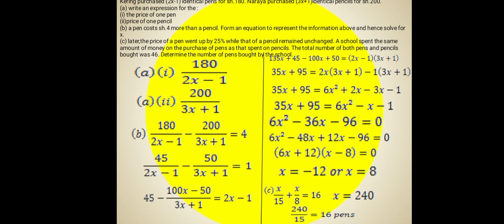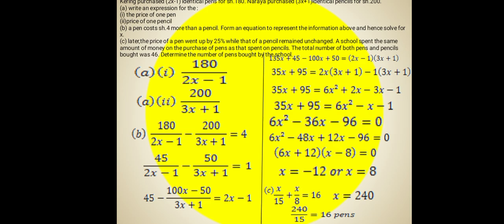Kering purchased 2x minus 1 identical pens for 180 shillings. Naraya purchased 3x plus 1 identical pencils for 200 shillings. Write the expression for 1, the price of 1 pen, 2, the price of 1 pencil. Now the price of 1 pen will be 180 all over 2x minus 1. The price of 1 pencil will be 200 all over 3x plus 1.